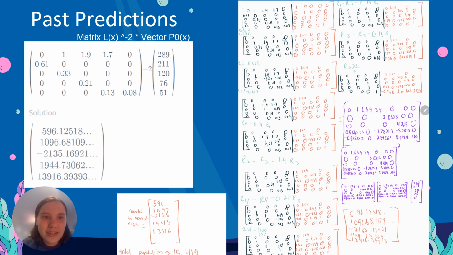So, the past predictions. This model does not work well for estimating past populations. As seen on the screen, I ran the calculations for 4 years ago and encountered the 4 to 6 age group having about negative 2,135 cod in it. Obviously, one cannot have negative anything in a population, so this prediction isn't accurate. However, as seen using the model, it can be predicted that the total cod population was 15,419 cod, a significant increase from the 747 in year 0.